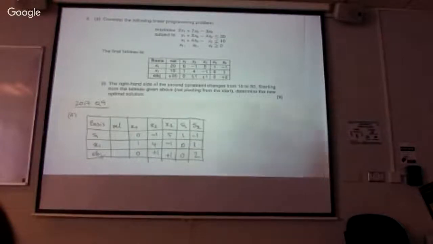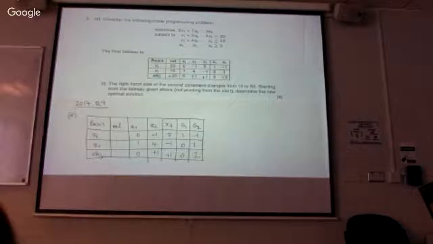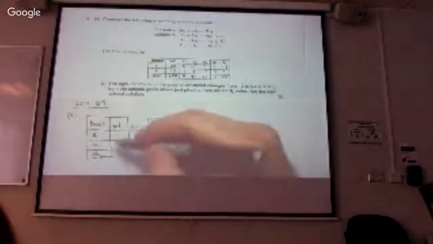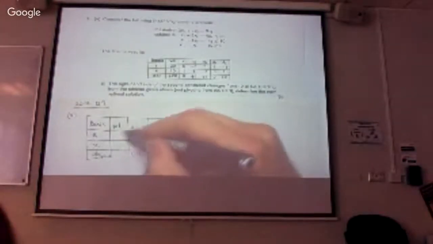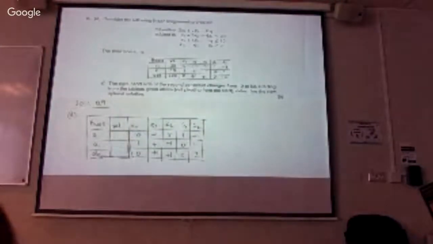So if the right-hand side changes, what changes in the final tableau? Only Val. It didn't have influence on anything else. And this. So how do you get the new values?